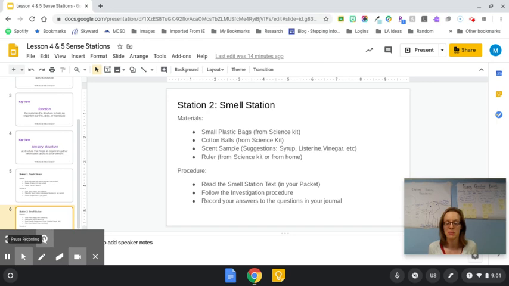There's also a ruler in your science kit, just a paper one that you can cut out. If you have a different ruler at home, you are certainly welcome to use it. Just wanted to make sure everybody had what they needed.